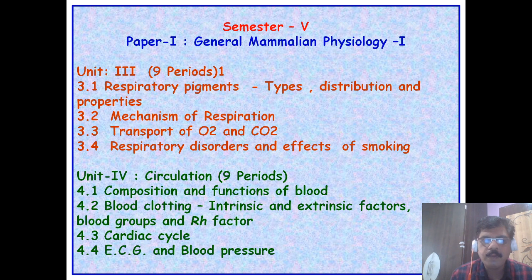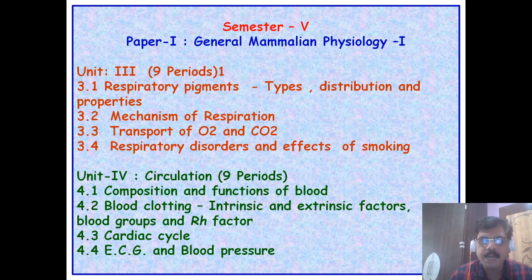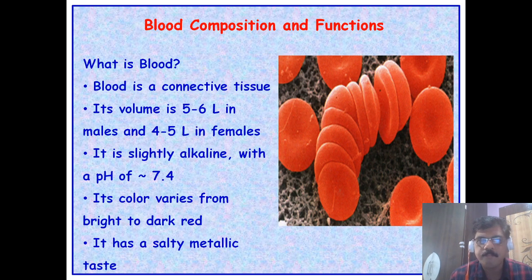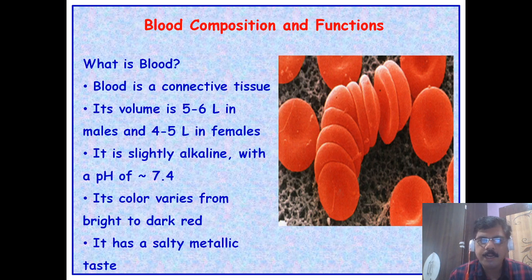From today, we are going to start with Unit 4, that is the circulation, and in that, the first point, composition and the functions of the blood. What is the blood? Blood is a connective tissue, and its volume is 5 to 6 liters in males and 4 to 5 liters in females.